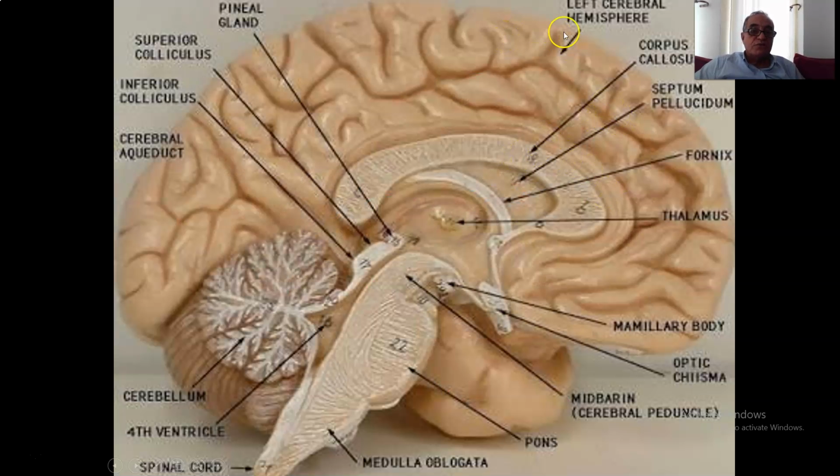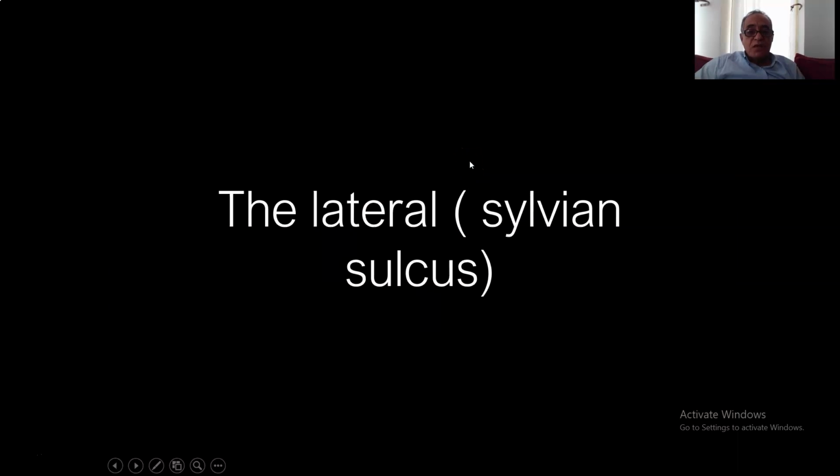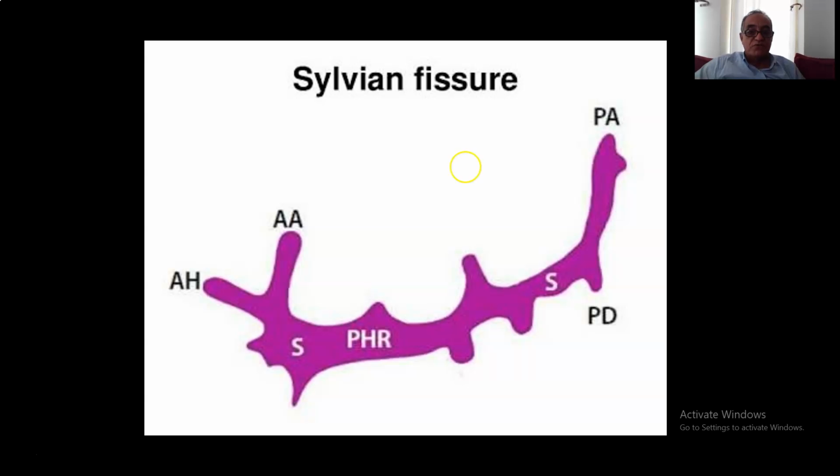This is the medial surface of the cerebral hemisphere, formed of a series of C's. You see here the cerebral cortex, you see here the cingulate gyrus, the cingulum, the corpus callosum, and the fornix. The sulci of the brain, as we said, the two important sulci are the lateral or the sylvian fissure.